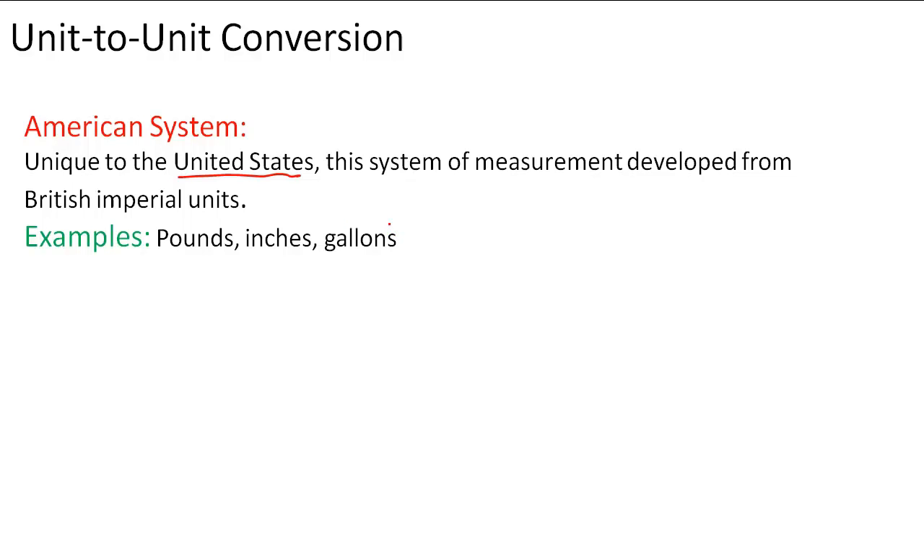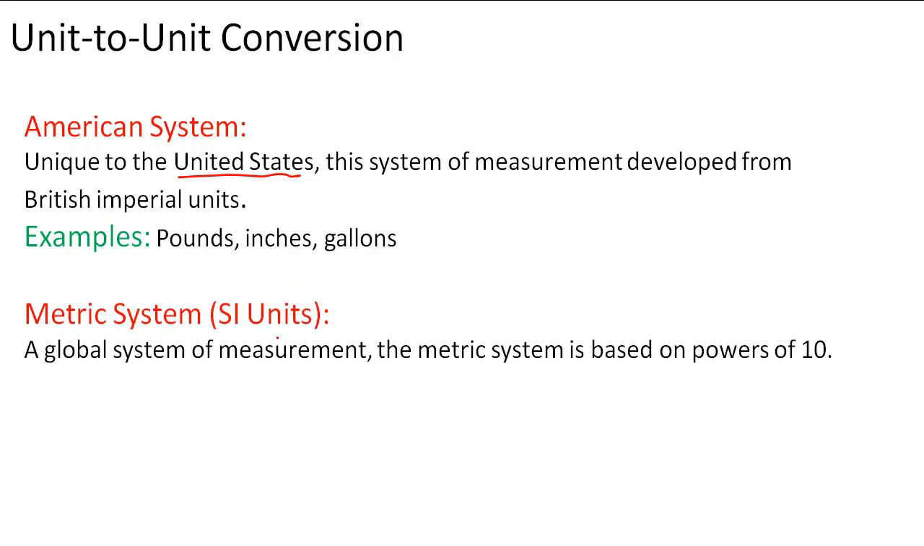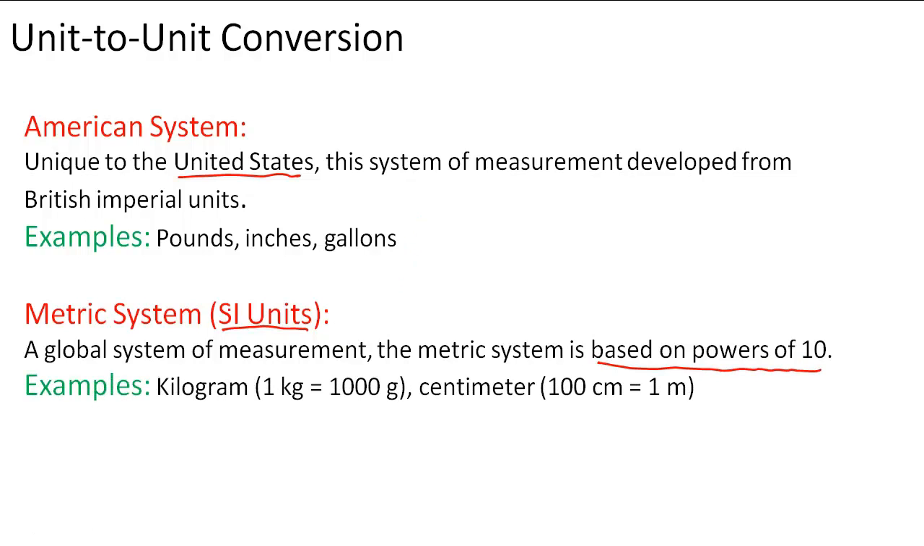But in science, we use the global system of measurement, or SI units, the metric system, which is based on powers of 10. So some examples are a kilogram. 1 kilogram equals 1,000 grams. Kilo stands for 1,000. And centimeter, 100 centimeters equals 1 meter. So centi means you need 100 of it to make 1 meter or 1 gram or whatever.